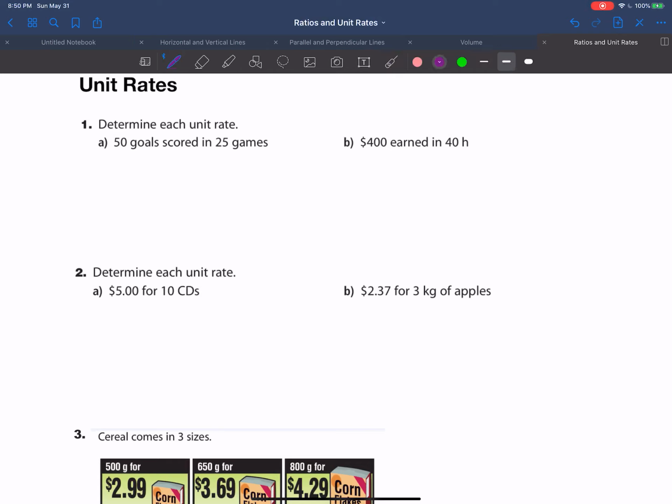Unit rates. Again, something we've talked about before. So what we want to do is figure out the goal, or in this case, the goals per game. So the 50 goals scored in 25 games, we want to figure out how many goals they score in one game. So it's per one thing, whatever it is, games, hours, kilos, whatever the thing is that we're talking about. So this is pretty easy. We take the goals and we divide by the number of games. So 50 divided by 25 means 2 goals per game.